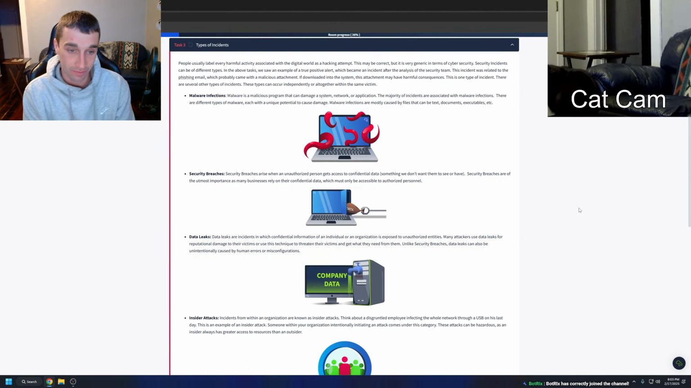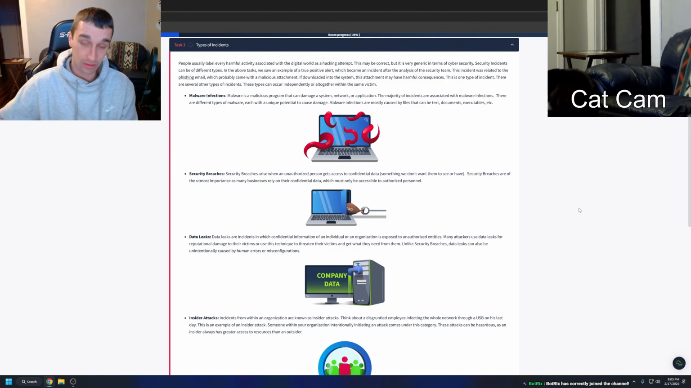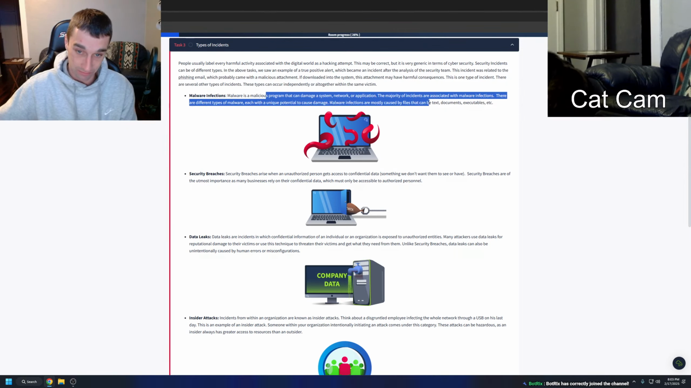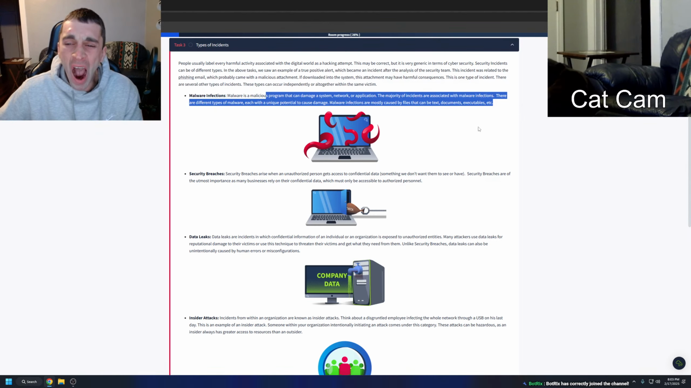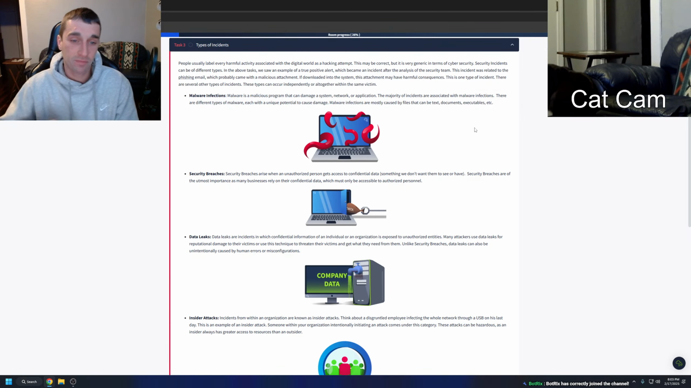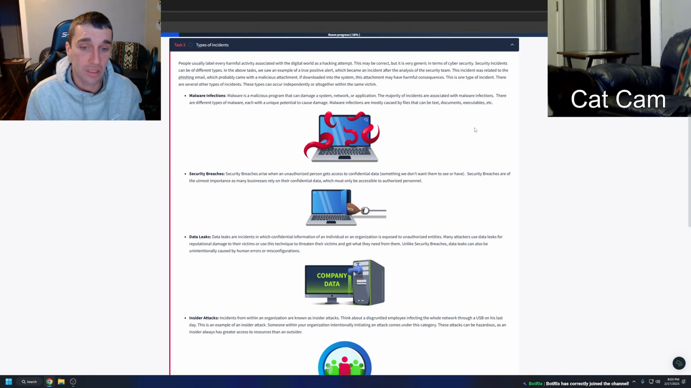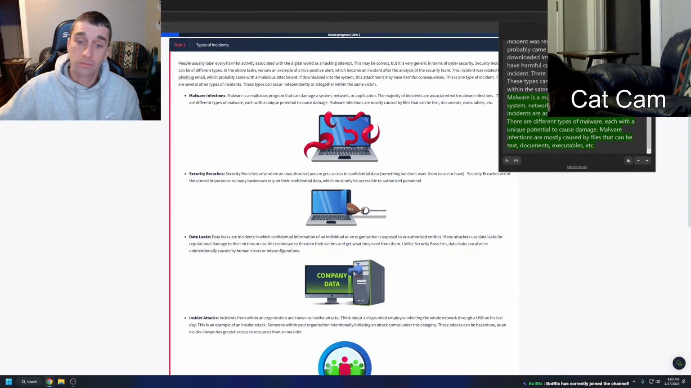Malware infections. Malware is a malicious program that can damage a system, network, or application. The majority of incidents are associated with malware infections. There are different types of malware, each with a unique potential to cause damage. Malware infections are mostly caused by files.